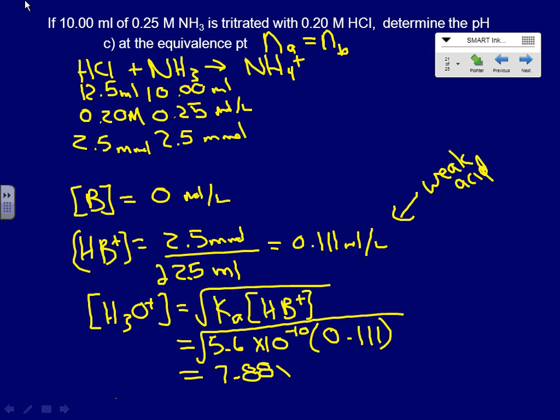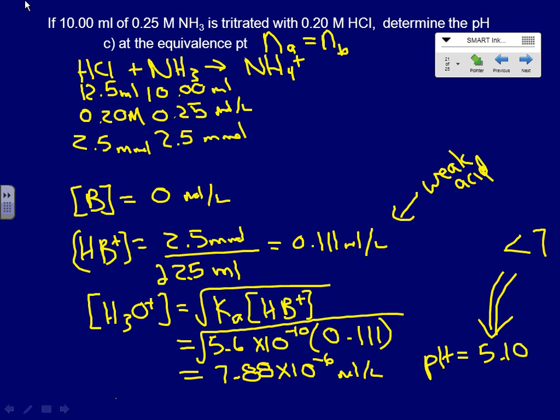7.88 times 10 to the minus 6 moles per liter. And I can take the negative log directly of that, and I get a pH of 5.10. Notice at the equivalence point, for a strong acid and a weak base, that is less than 7. That is smaller than 7, which means we have an acidic equivalence point. Excellent.